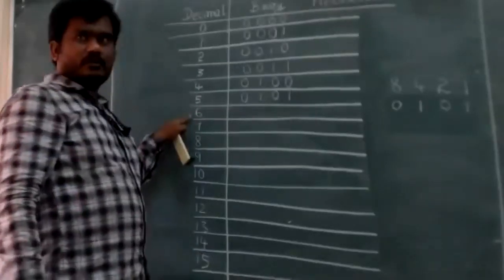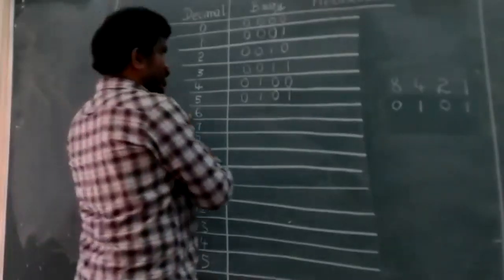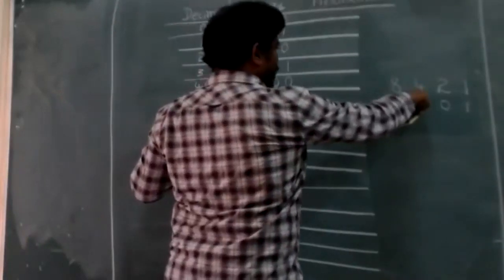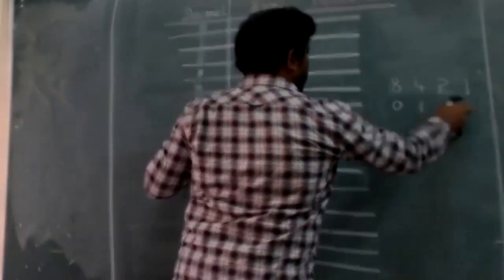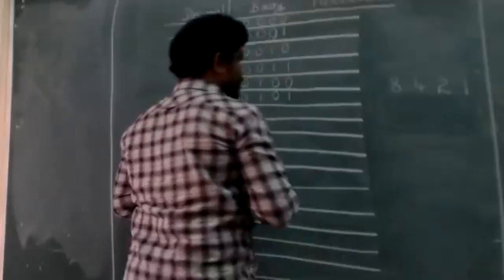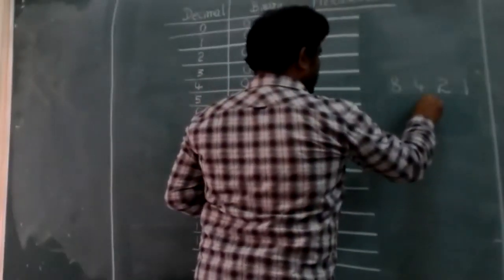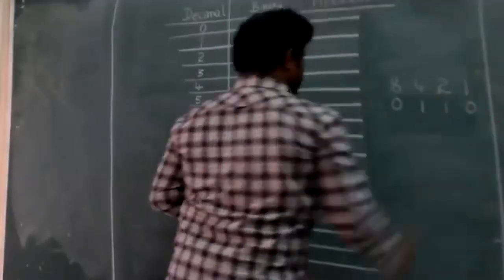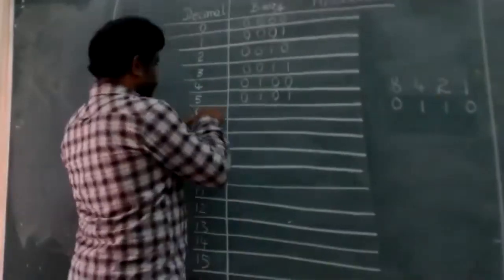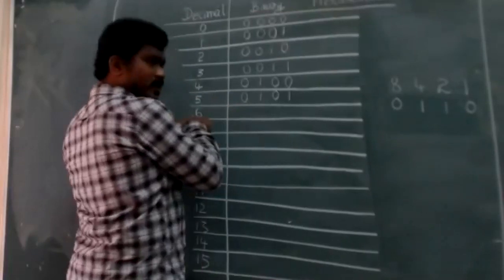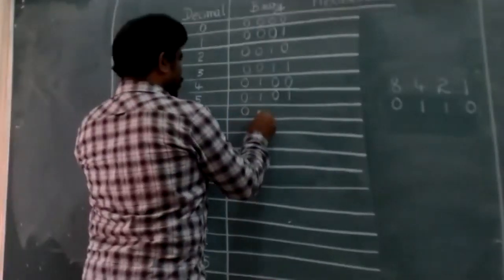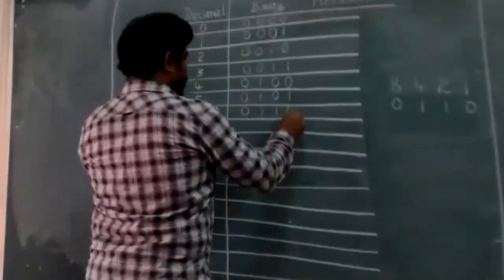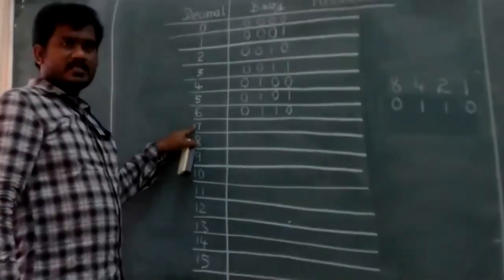And in the next case, I have to represent 6. In order to represent 6, just find out 4 plus 2 is 6. So since 4 plus 2 is 6, I have to consider this as 1 and this as 1, and the rest are all equal to 0. So now the corresponding binary for the decimal number 6 is 0, 1, 1, 0.